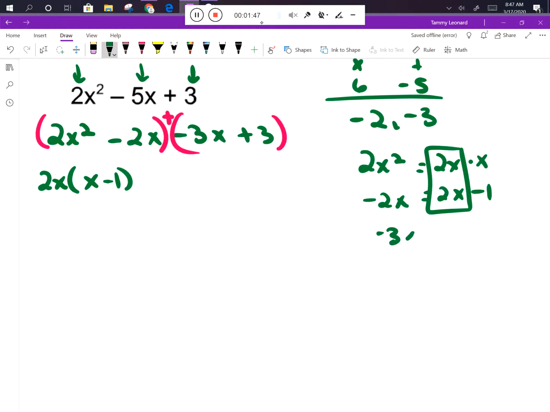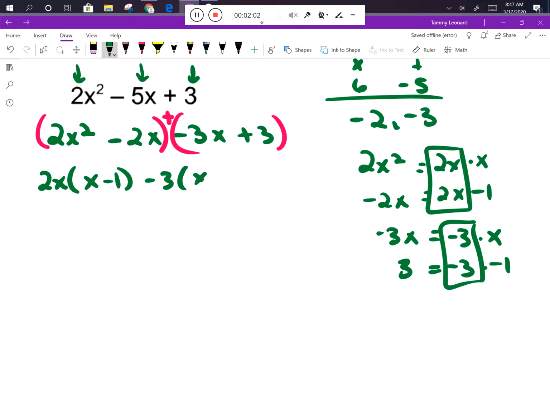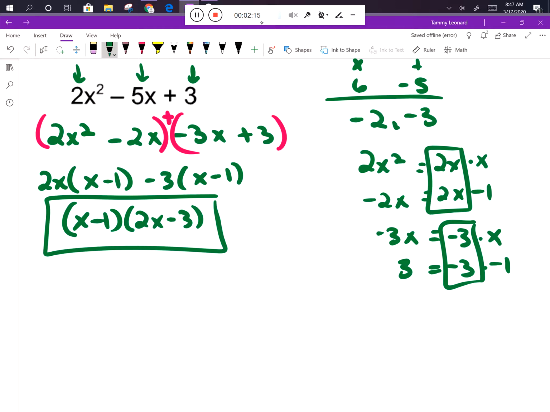Next, I have negative 3x and positive 3. Well, those are both divisible by a negative 3. The top would need an x and the bottom would need a negative 1 to get them back to the original problems. So I'm going to factor out a negative 3, which leaves behind an x minus 1. I can see that that x minus 1 is the binomial in common for the first half and the second half. So I'm factoring out an x minus 1 and leaving behind a 2x minus 3. So there's my factorization.